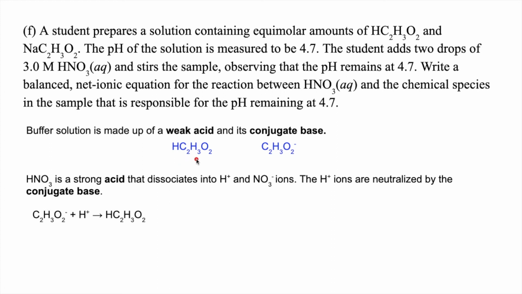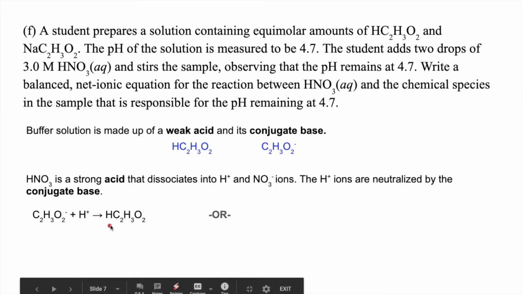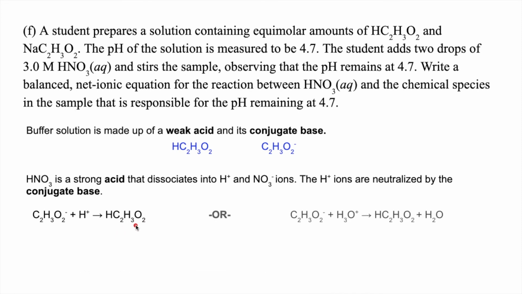HC2H3O2. This is not the only correct answer. We can also write this equation another way. We can write it as C2H3O2- plus H3O+. So now instead of hydrogen ions, we have hydronium ions. We're still going to form acetic acid, or HC2H3O2, but we're also going to have a water on the product side. This is also completely fine, and writing either of these equations will get you the point for this question.